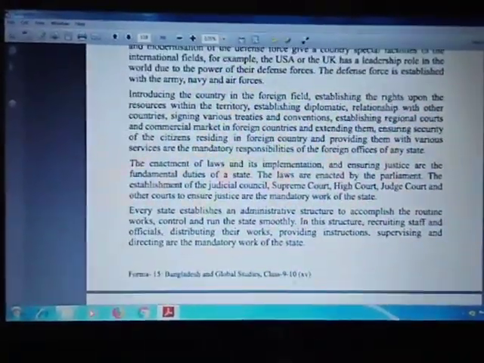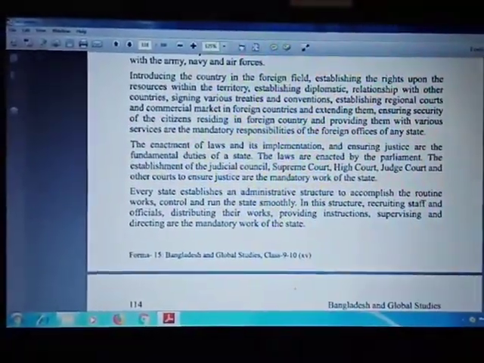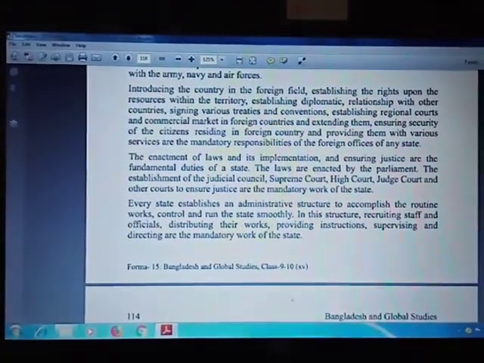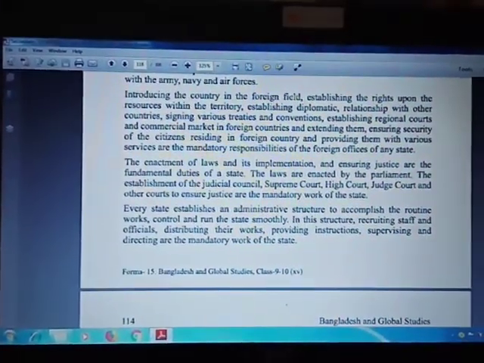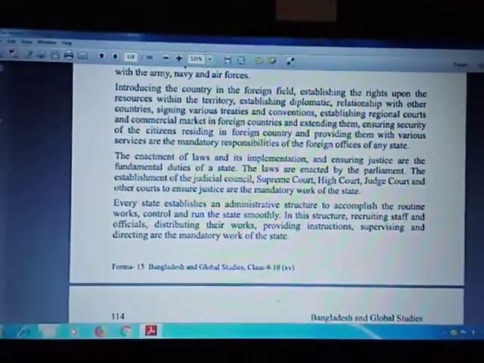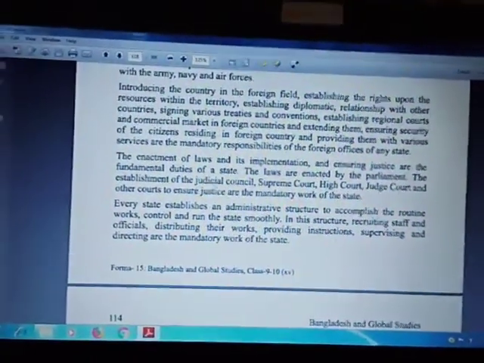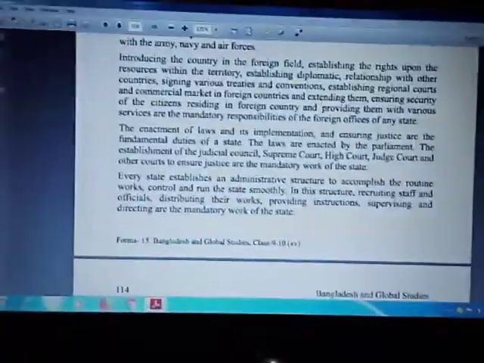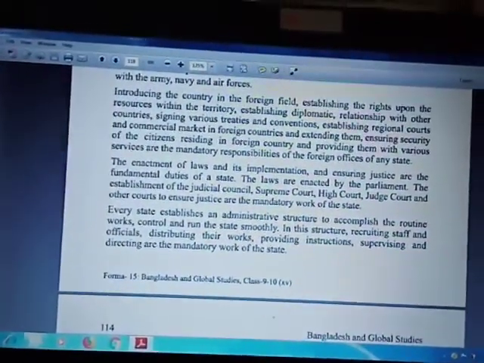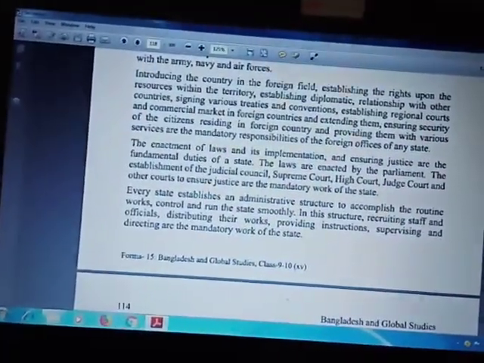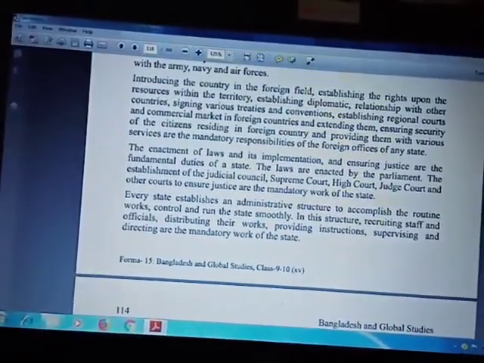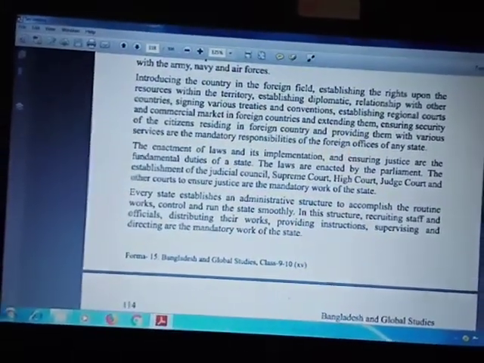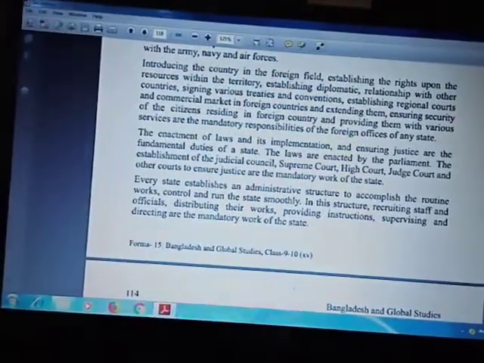The enactment of law, its implementation and ensuring justice are the fundamental duties of a state. The laws are enacted by the parliament. The establishment of the Judicial Council, Supreme Court, High Court, Judge Court, and other courts to ensure justice is the mandatory work of the state.